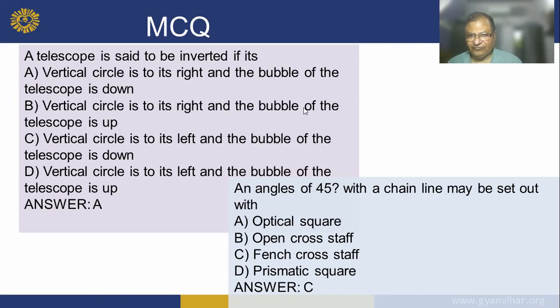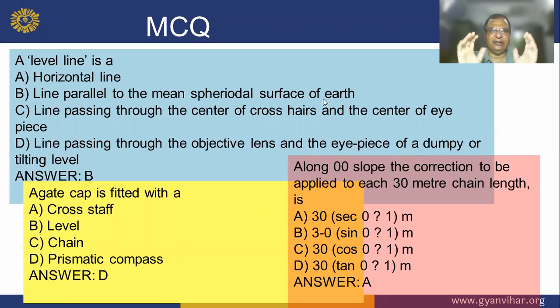My next question is, an angle of 45 degrees with a chain may be set out with, answer C, the French cross staff. And next question, what is a level line? Answer B, line parallel to the mean spherical surface of the earth. And next, a gate cap is fitted with a, answer D, prismatic compass. And next question, a slope correction to be applied to a 30-meter chain length. Answer A.